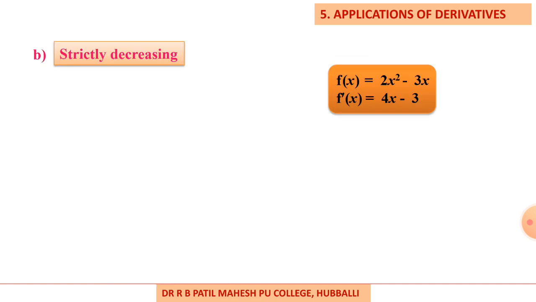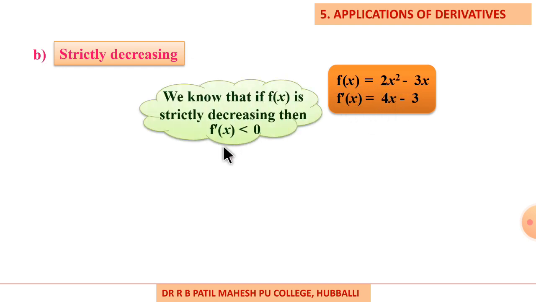Now similarly, the next one is strictly decreasing. So these are the given function and the derivative of the function. Now by using this, the function is strictly decreasing when f dash of x is less than 0. Now you can use the inequality. So here f dash of x is less than 0. Next, f dash of x is 4x minus 3, less than 0.